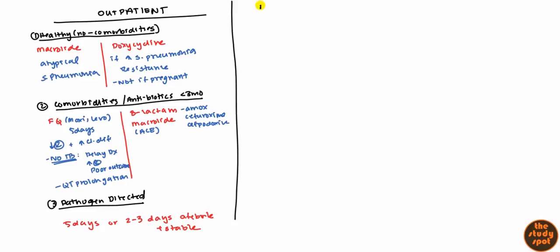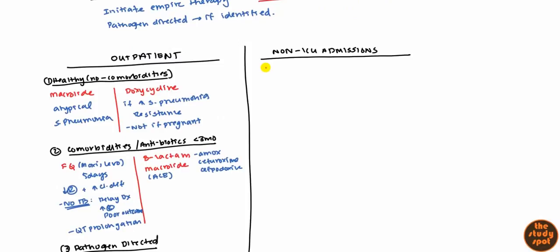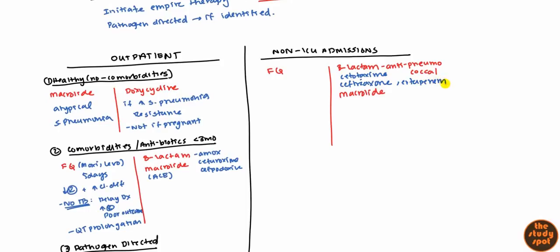Now, inpatient, you have the non-ICU admissions and we have ICU admissions. Non-ICU admissions, you treat them like an outpatient with comorbidity. So you give them fluoroquinolones, or you give them an anti-pneumococcal beta-lactam and a macrolide. So generally the ones you can give are cefotaxime, ceftriaxone, or even ertapenem as well. And with fluoroquinolones, it's the same ones, moxifloxacin and levofloxacin.